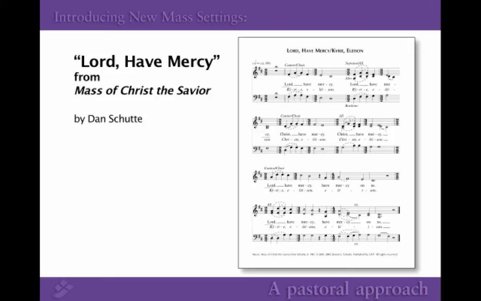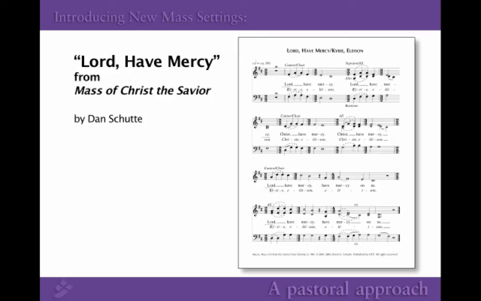You were sent to heal the contrite of heart. Lord, have mercy. Lord, have mercy. You came to call sinners. Christ, have mercy. Christ, have mercy. You are seated at the right hand of the Father to intercede for us. Lord, have mercy. Have mercy on us.